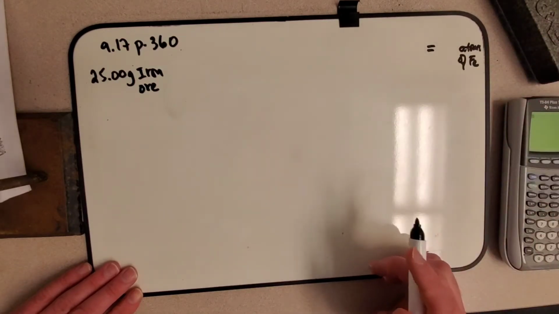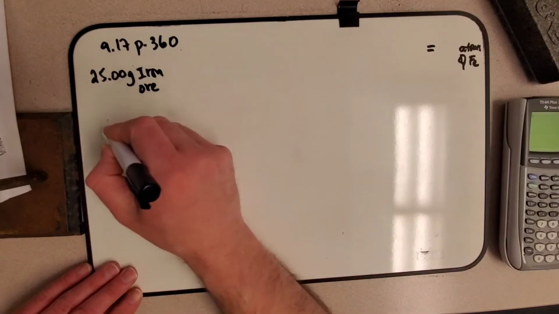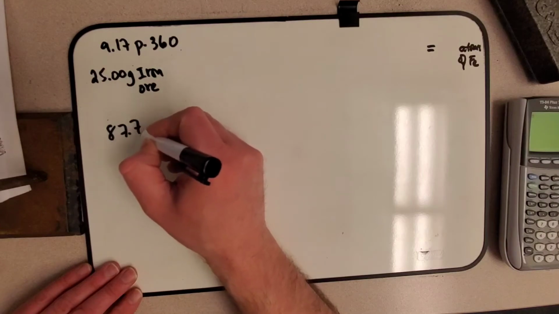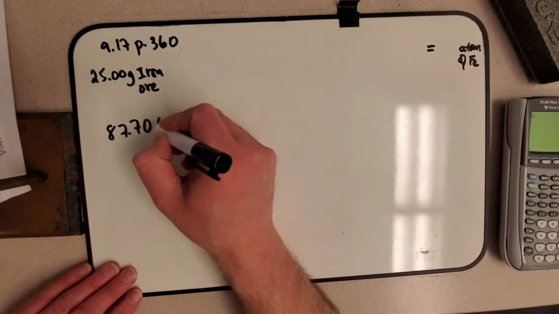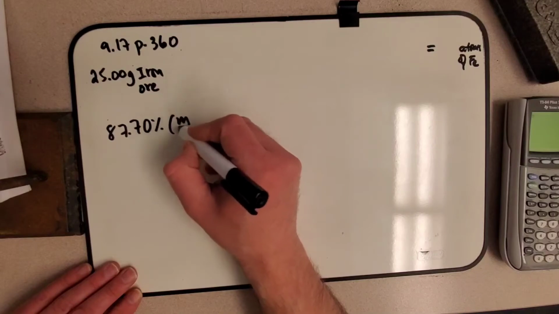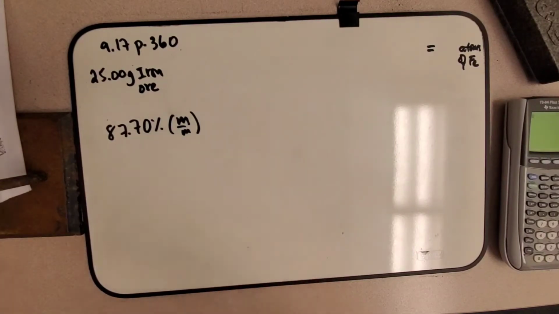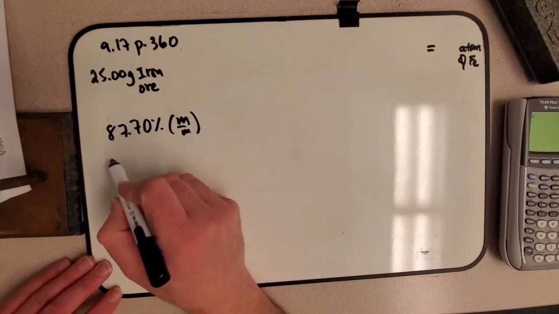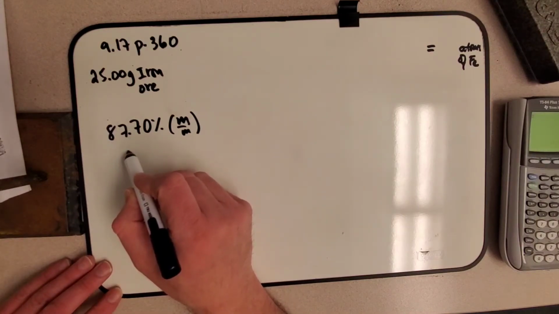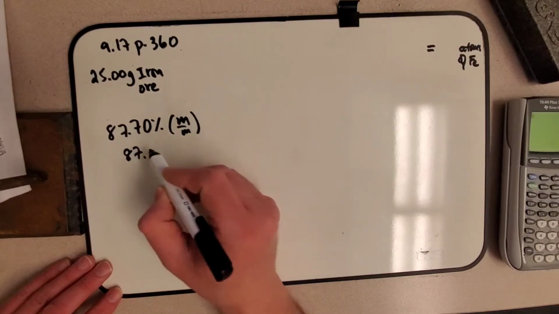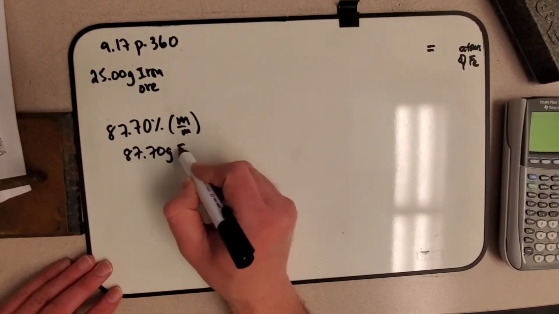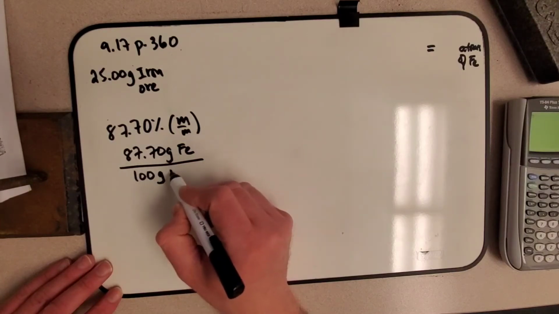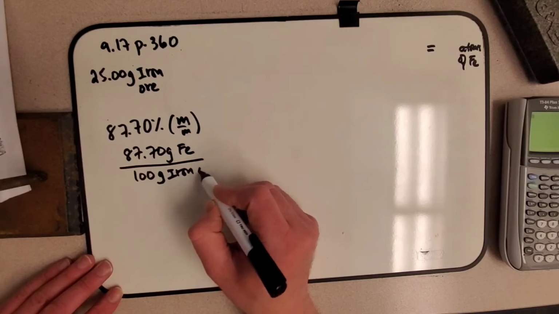All right, so what are they giving us? They're giving us the following information. They're telling us that the sample of ore has 87.70% by mass of iron in this impure sample. So this is nothing else but a conversion factor, and what this conversion factor, the percentage, is telling us is that 87.70 grams of iron is contained in 100 grams of the impure sample, in this case iron ore.